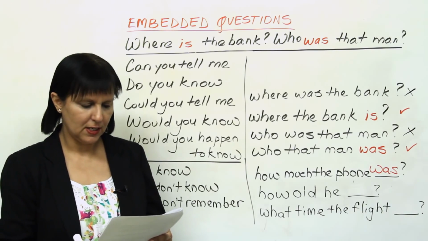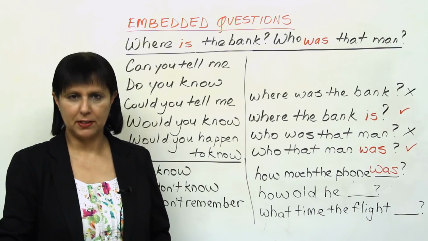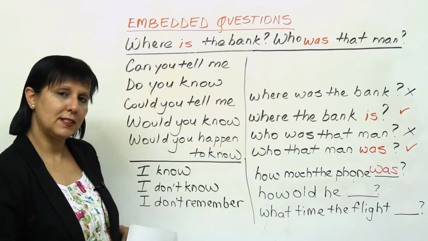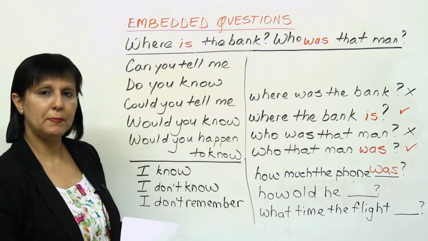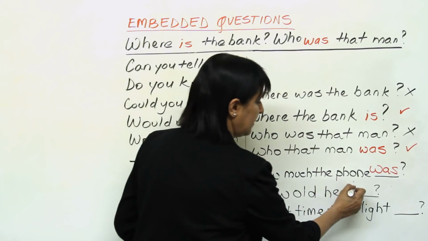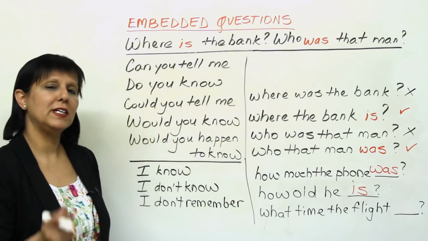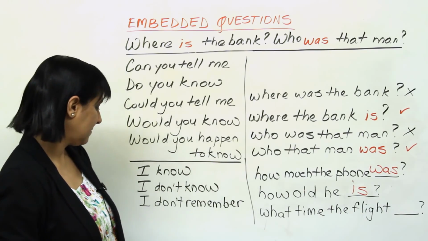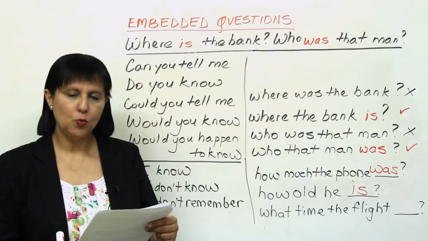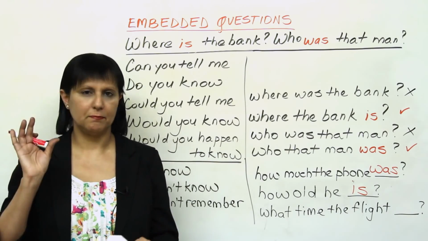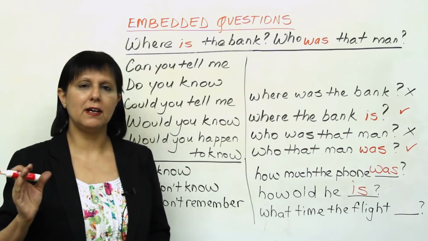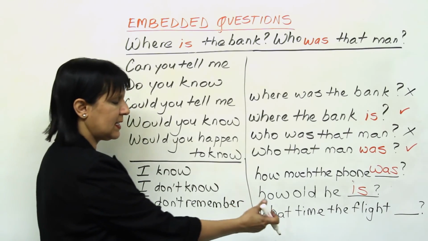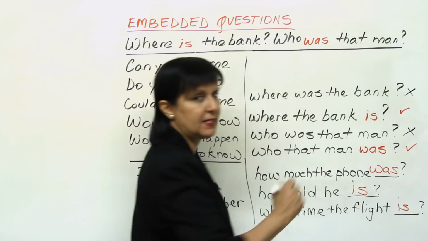Let's take another question. How old is he? That's a regular question. How old is he? If you ask it as an embedded question, you could say, would you happen to know how old he is? Not how old is he, but would you happen to know how old he is? Okay. One more practice question. What time is the flight? All right. By itself, that's a regular question. What time is the flight? Or you could say, do you know what time the flight is?